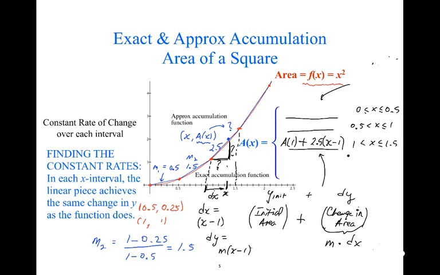Just a plain number won't do. We need to get every single approximated area in that interval, given any x. So if I plug in 1.4, the change in x will be 0.4 times the current rate, gives me the change in area, plus all the accumulated area before. And that would tell me what the accumulation is at 1.4.